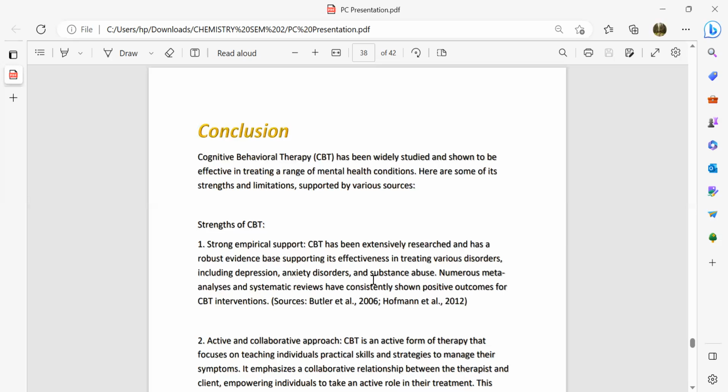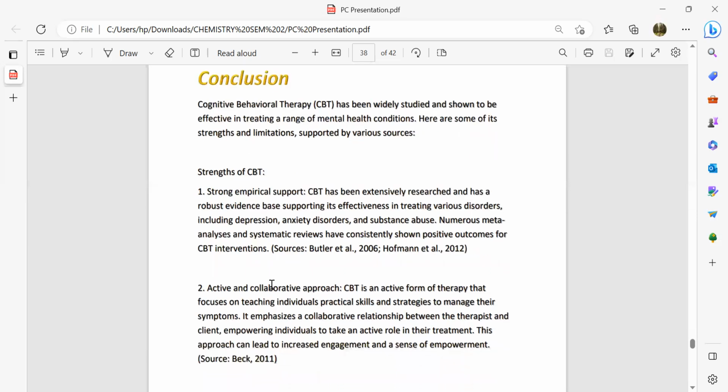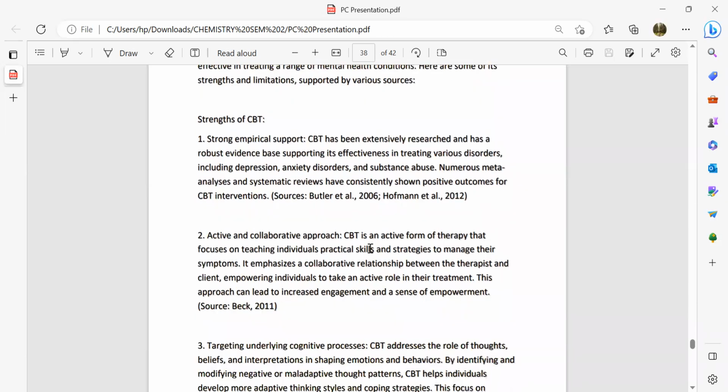Conclusion. CBT has been widely studied and shown to be effective in treating a range of mental health conditions. Strengths of CBT. It has been extensively researched and has a robust evidence base supporting its effectiveness in treating various disorders. Active and collaborative approach. CBT is an active form of therapy that focuses on teaching individuals practical skills and strategies to manage their symptoms.